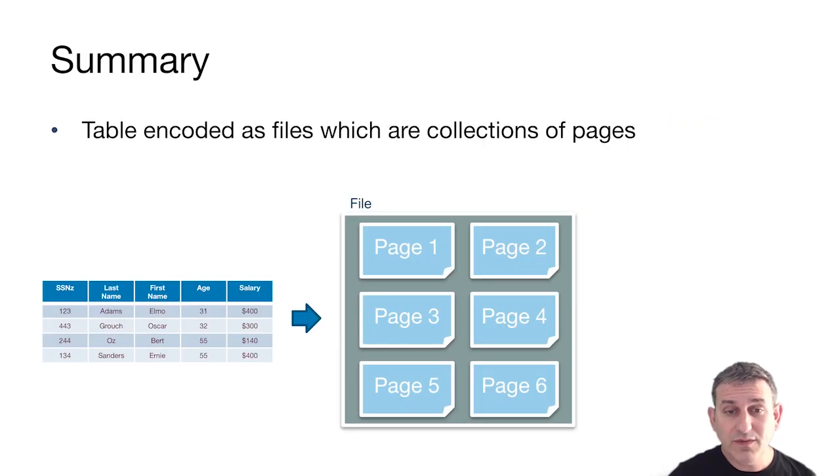So in summary, we've got a table. That table is a logical object, but it's encoded on disk as a file, and that file itself is a collection of pages.